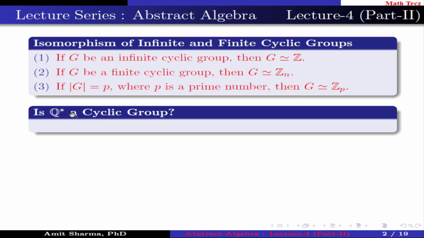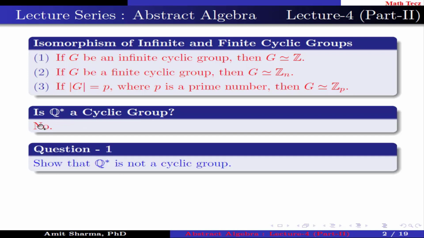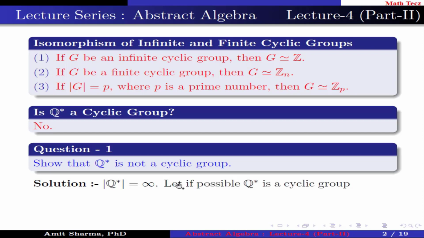Is Q star a cyclic group? Answer is no. Question number 1. Show that Q star is not a cyclic group. The order of Q star is infinity. Let, if possible, Q star be a cyclic group. Implies Q star is isomorphic to Z.